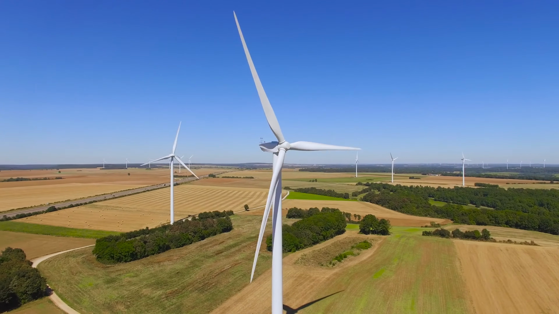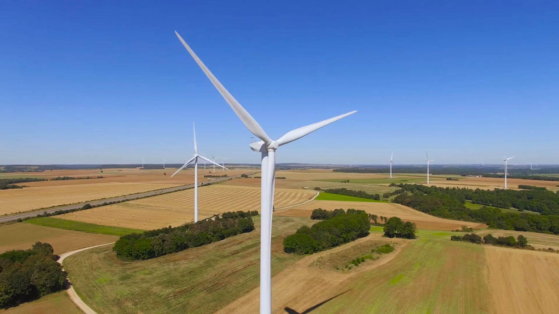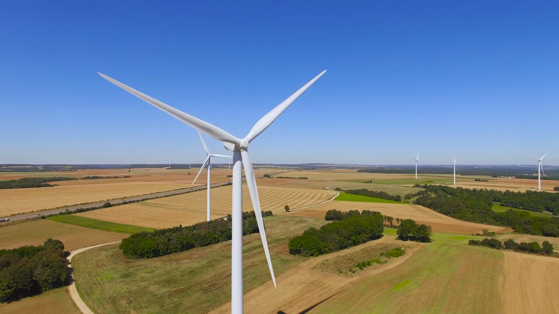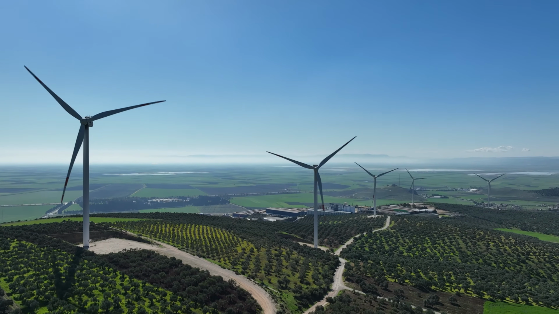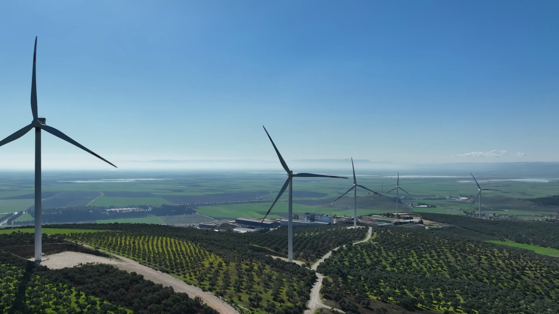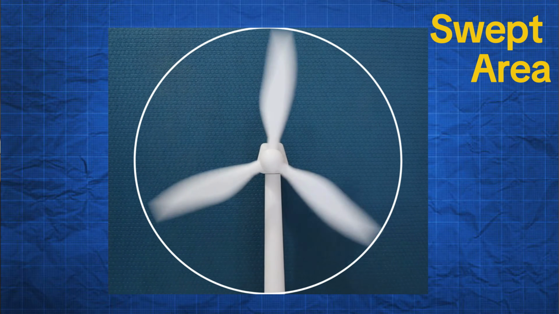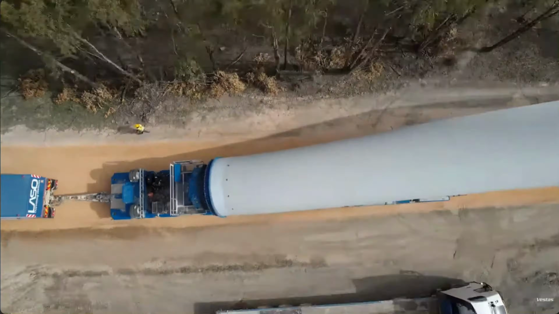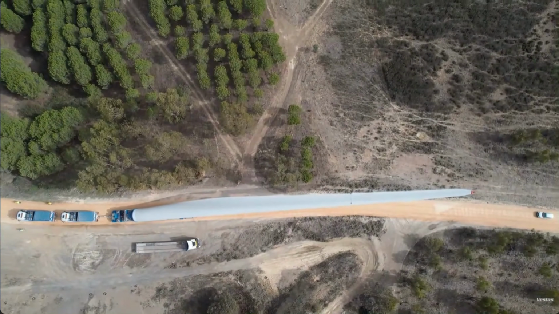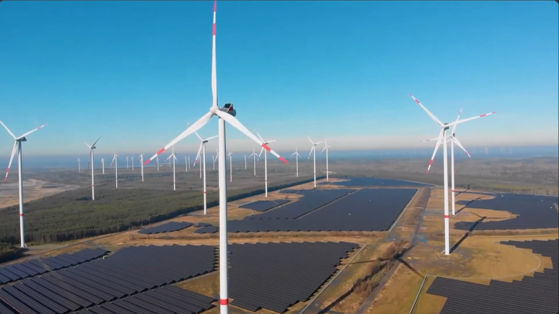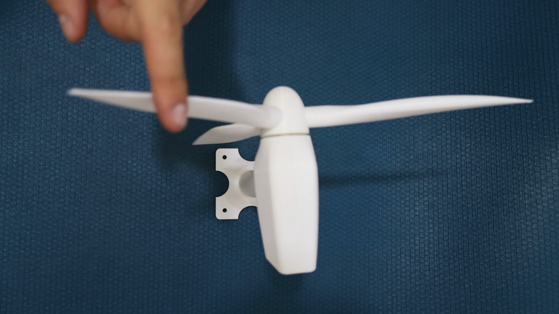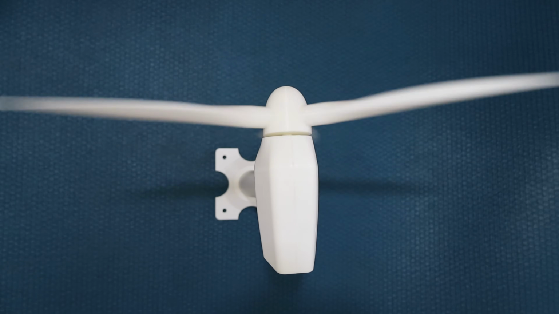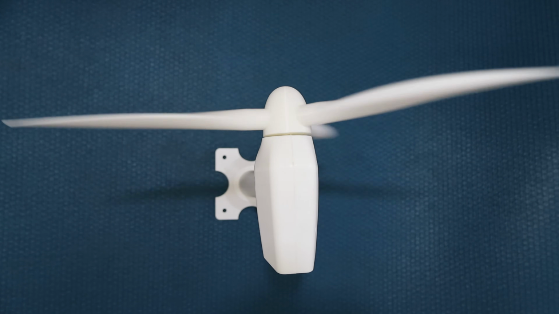The power output of a wind turbine, meaning how much electricity it could generate, is directly proportional to the swept area. The swept area is the total area captured by the blades. The larger the blades, the more wind they capture, hence the more power they can produce. And the more blades we have, the more rotation force or torque is generated, and the slower the speed of the turbine.